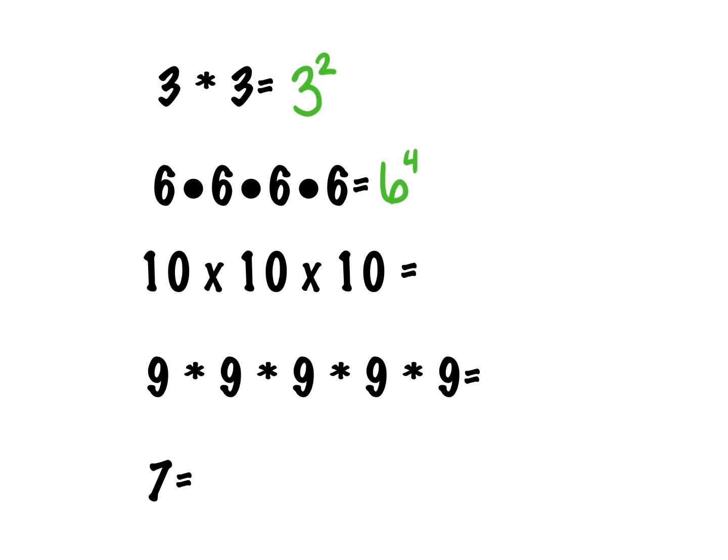Blake, what about the next one? 10 to the 3rd power. Very good. What about the next one? Cecilia? 9 to the 5th power. Excellent. 9 to the 5th power.